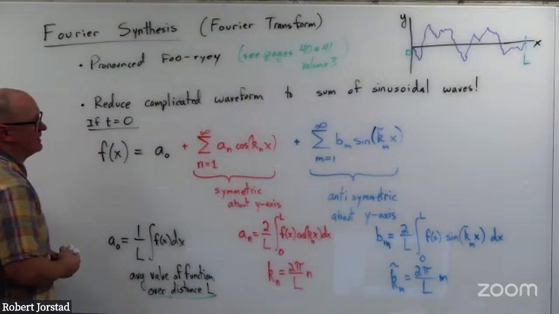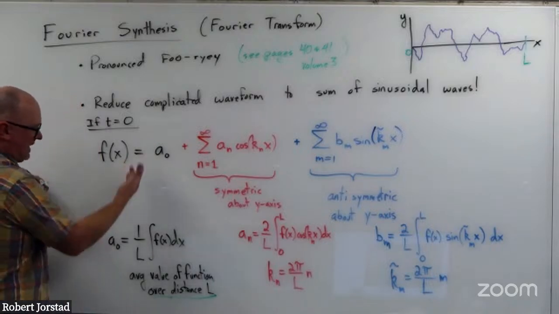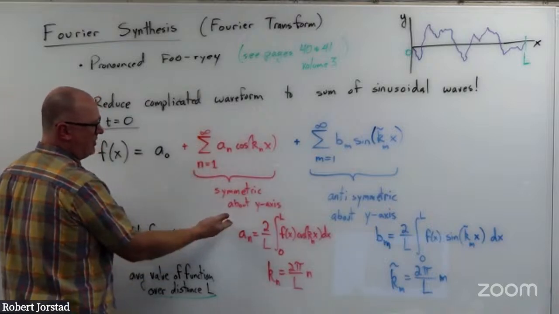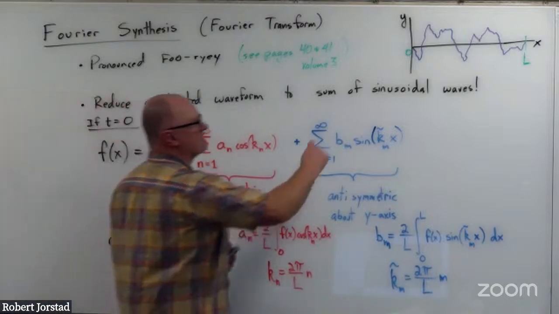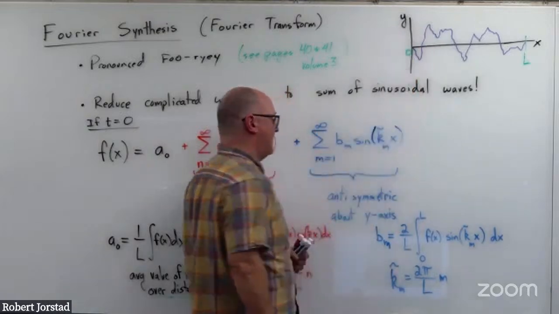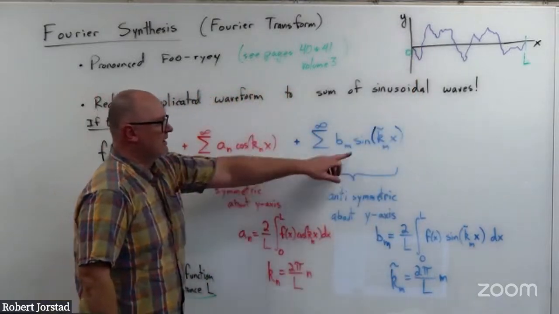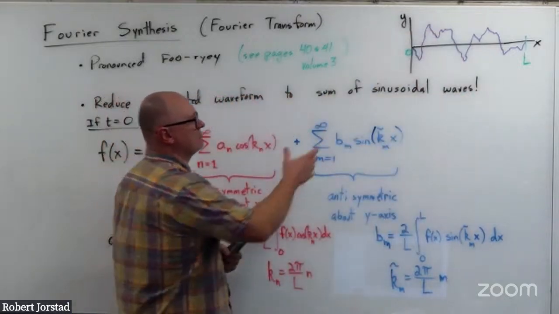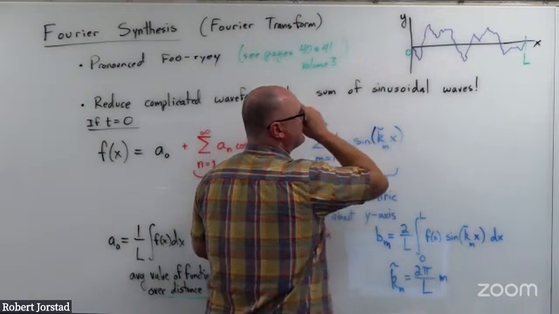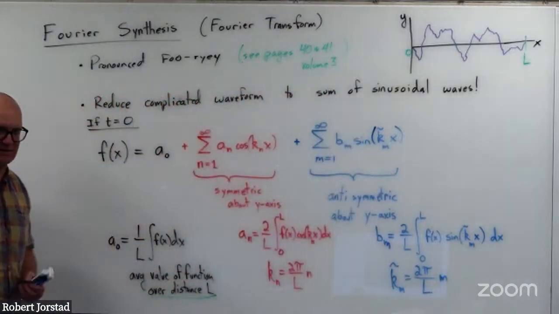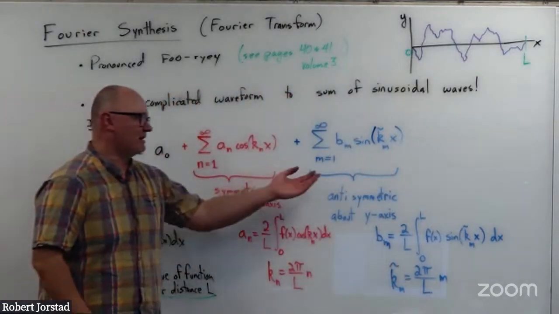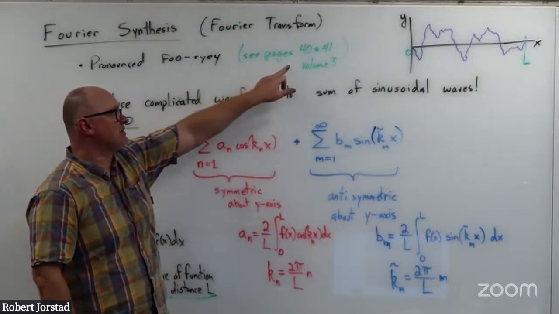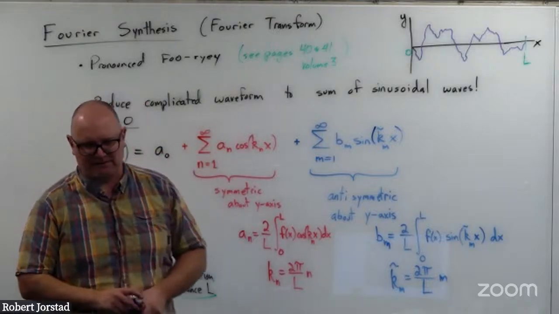Essentially, what you're doing is you're splitting this up into the average value, that's this term right here, and then you're going to add in a symmetric part with all the cosine functions, because cosine functions are symmetric. And then you've got an anti-symmetric part, which is the sine waves, because sine waves are anti-symmetric. So you can imagine if this was literally copied on both sides, some of it would be symmetric, some of it would be anti-symmetric, and that's what this is talking about here. Now, I'll mention you can see pages 40 and 41 for an example of this in volume 3.